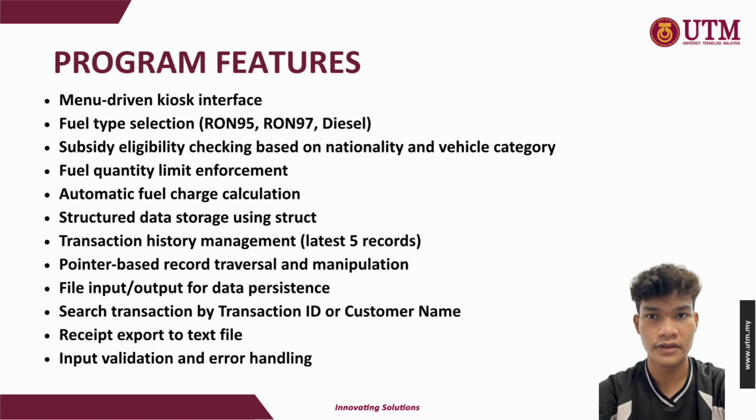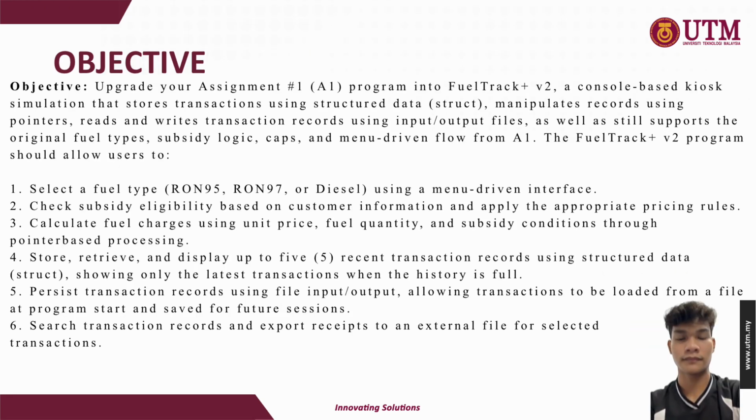For this assignment, the main objective is to upgrade Fuel Thread Plus from assignment 1 into Fuel Thread Plus version 2. This new version is a console-based kiosk system that uses structured data, pointers, and file input and output. Users can select fuel types such as RON95, RON97, and DCell, check SSPD eligibility, calculate fuel charge, and manage transaction records. The system also stores up to 5 recent transactions and saves them for future use.